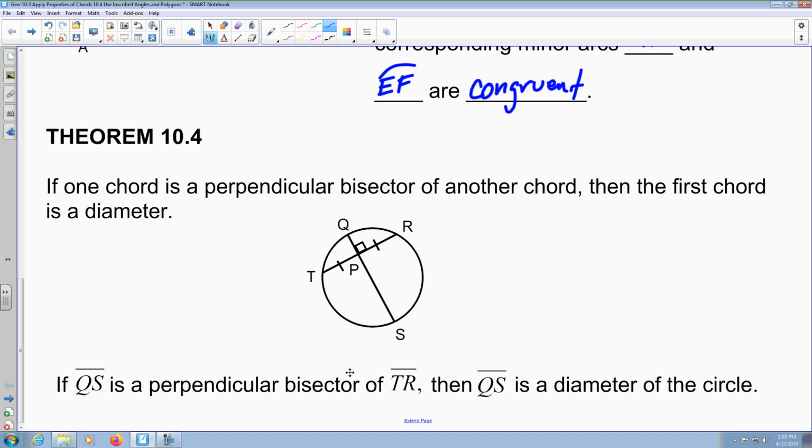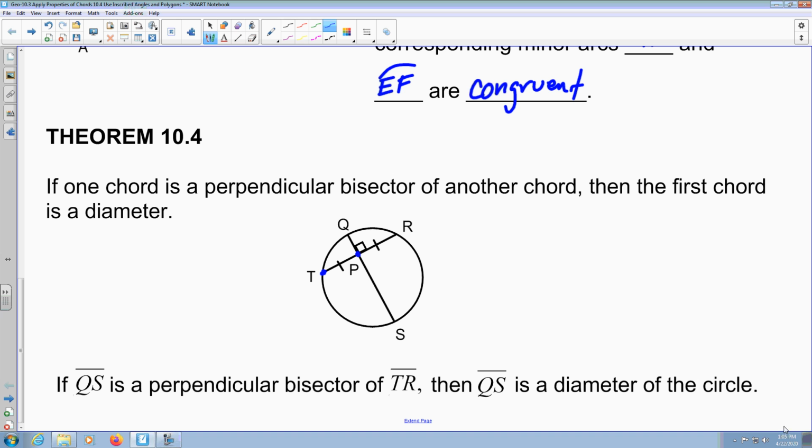Here we have a theorem. It says that if one chord is a perpendicular bisector of another chord, then the first chord is a diameter. So if QS is the perpendicular bisector of TR, then QS is the diameter of the circle. Here it bisects, which means the distance from T to P and from P to R are the same, and they're also perpendicular, which we have with the 90-degree angle.